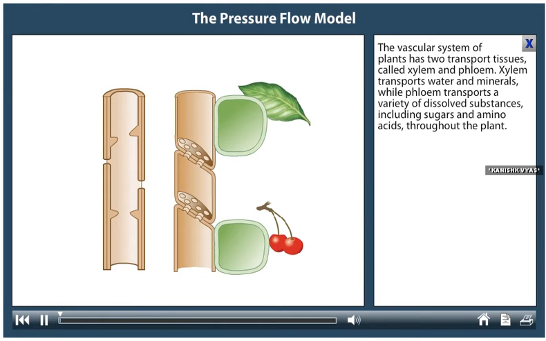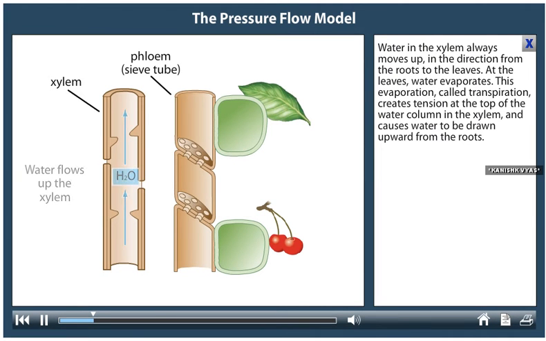The vascular system of plants has two transport tissues called xylem and phloem. Xylem transports water and minerals, while phloem transports a variety of dissolved substances, including sugars and amino acids, throughout the plant. Water in the xylem always moves up in the direction from the roots to the leaves.